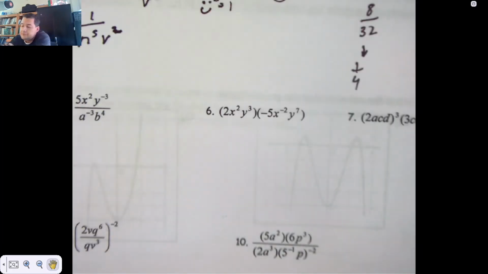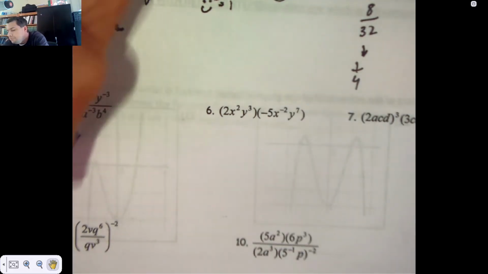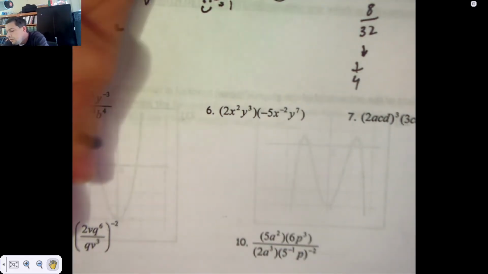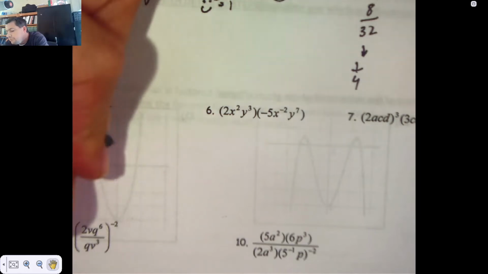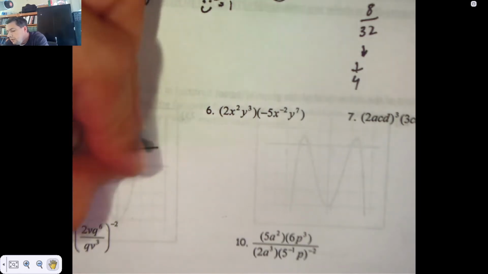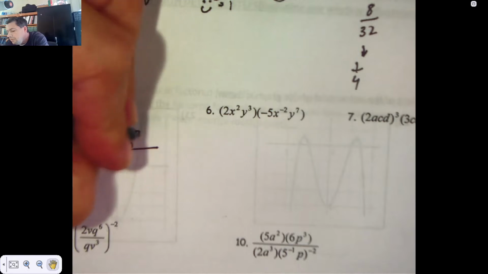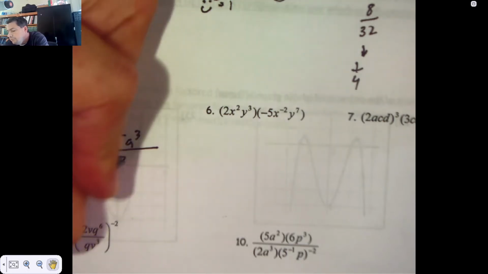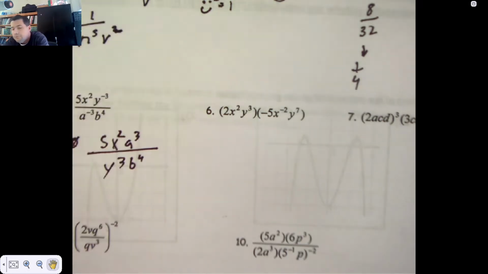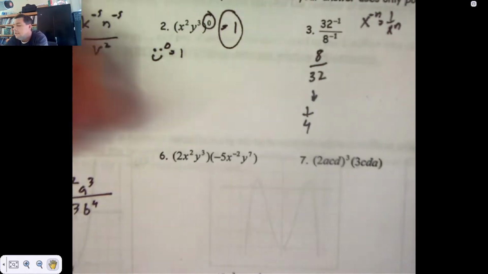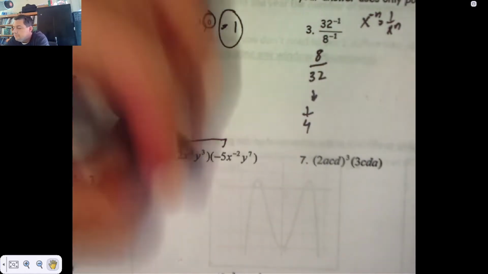Moving on to 5. 5x squared y to the negative third over a to the negative third b to the fourth. It's just as simple as moving stuff around. It's not a hard problem. I don't know why I wrote y. A cubed is going to move up top. Y cubed down low. B to the fourth is happy where it's at. Easy. You just multiply like pieces on 6.